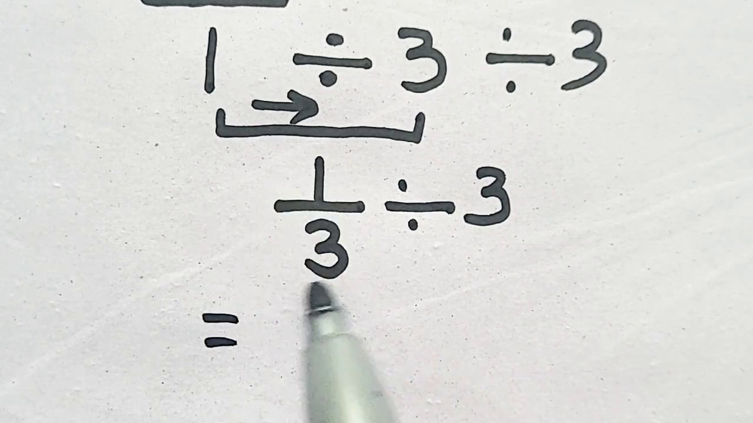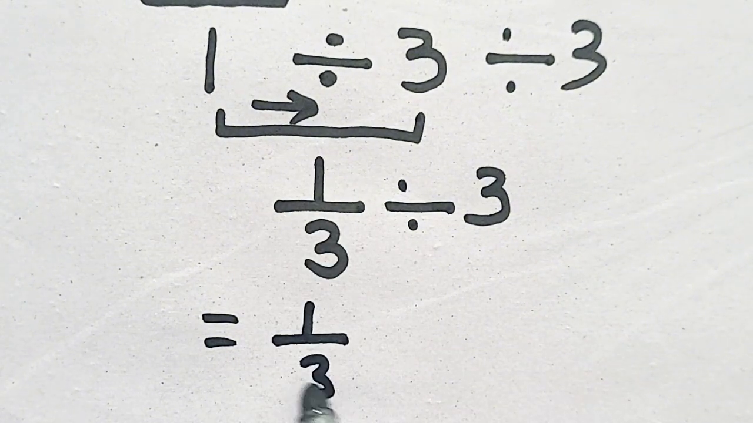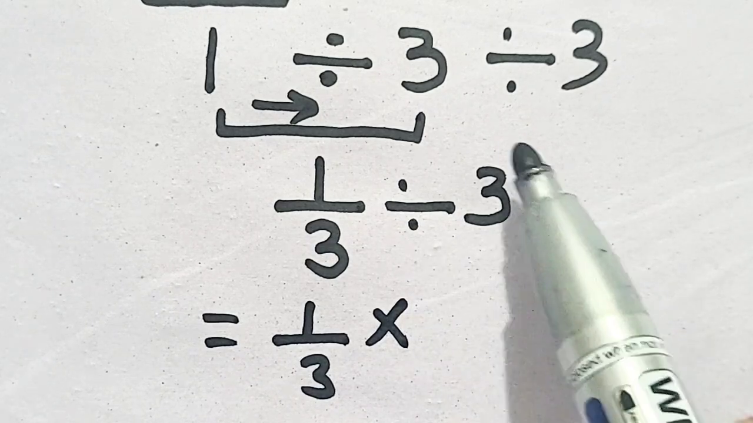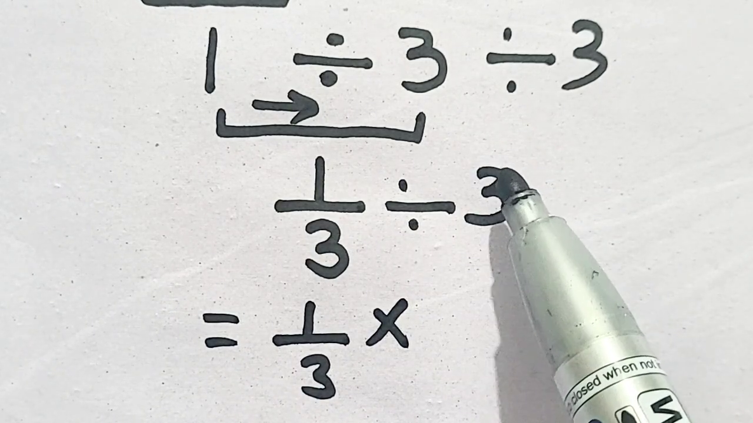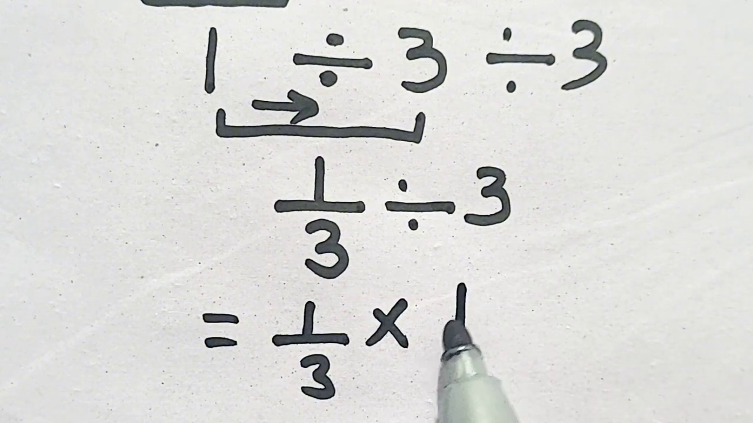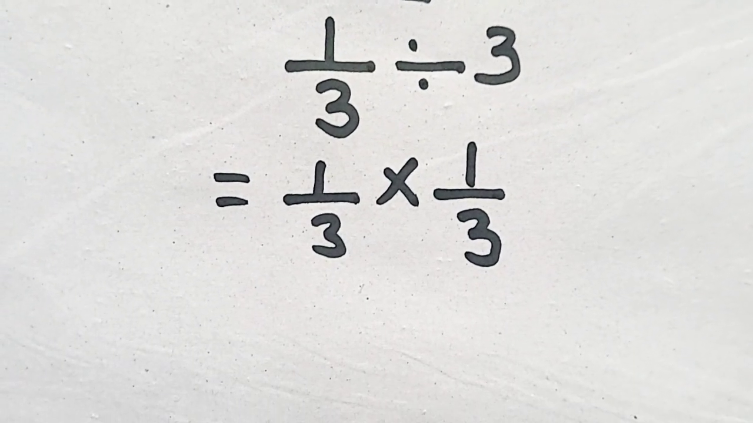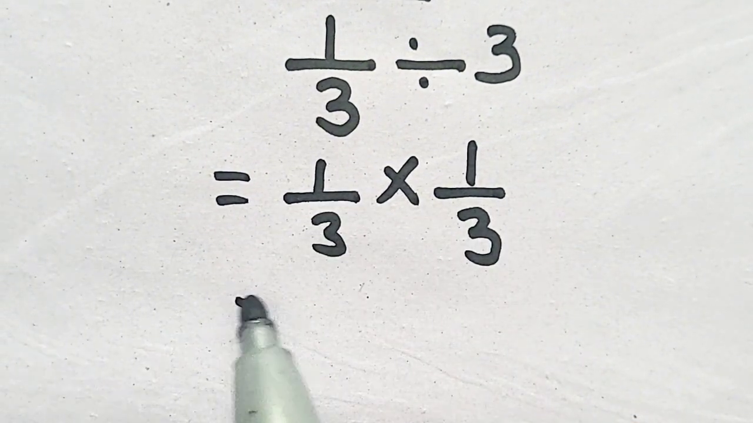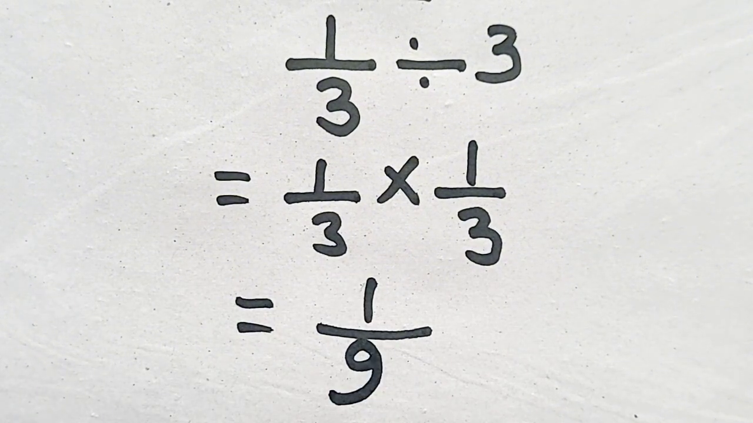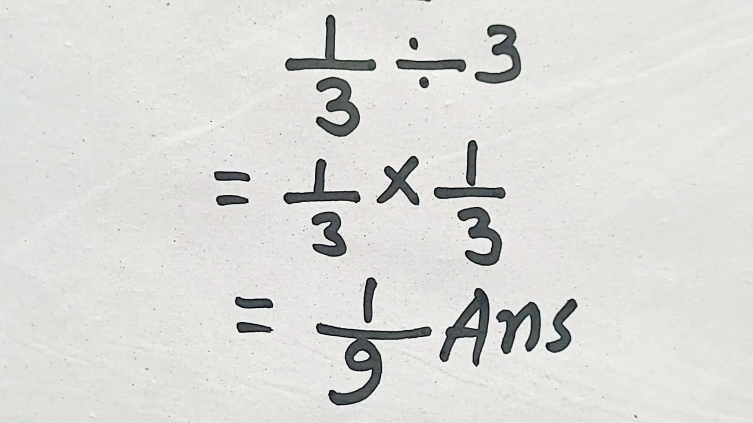So now we apply CCF, copy it. Yes, division is changed into multiplication, and 3 is inverted, or we take the reciprocal of 3. So it will be 1 by 3. Now, 1 times 1 is equal to 1, and 3 times 3 will be equal to 9. Hence 1 by 9 will be our answer.